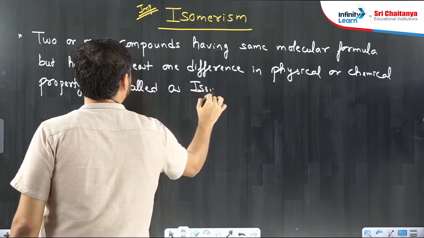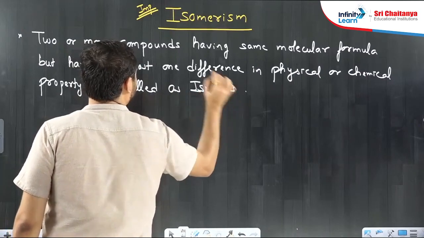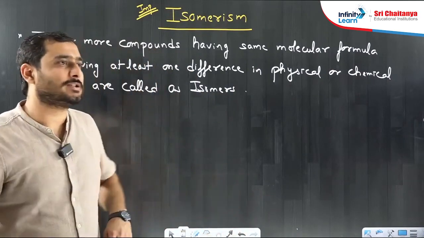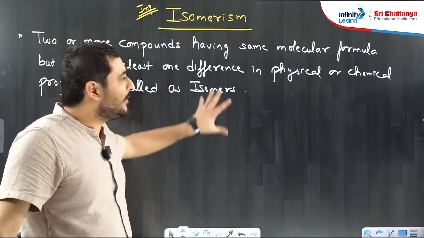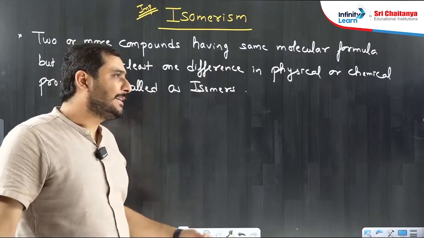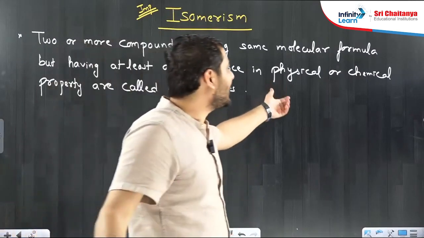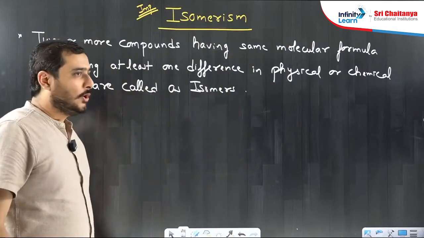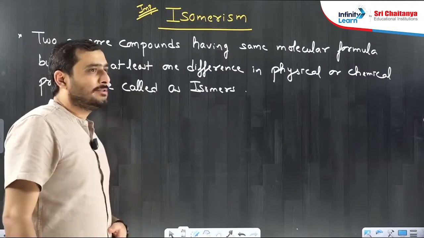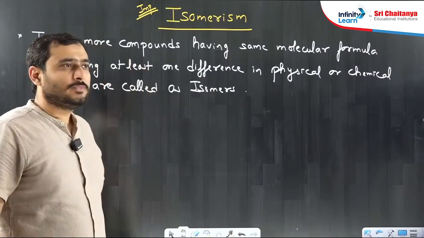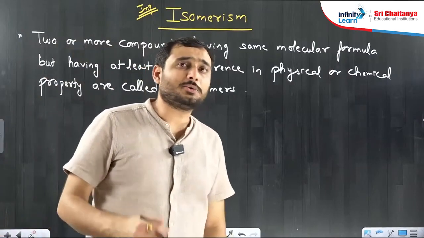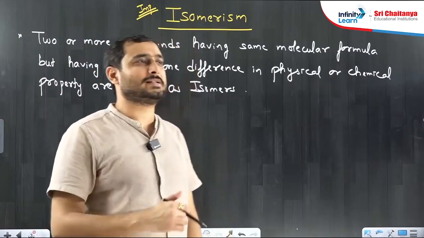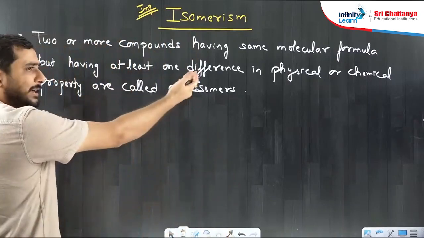So it includes all types of isomerism. If we write only structure, then it is only structural isomerism. And if we write two compounds have the same molecular formula and at least one difference in either physical property or chemical property, they are called isomers. Or we can say same molecular formula and different structure, or different arrangement of atoms in 3D space; we have to add that extra point. If you write this, that is sufficient.